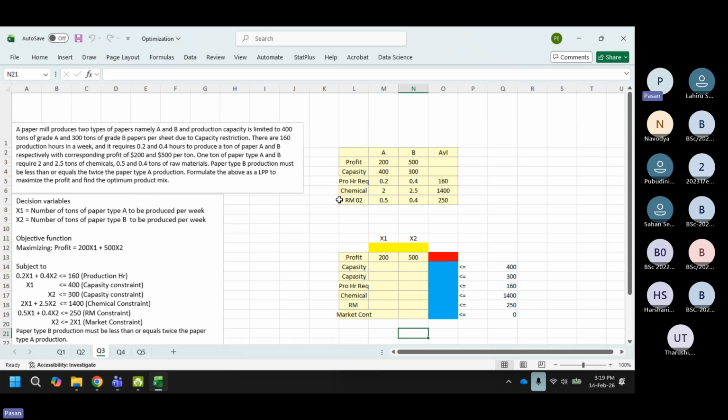And we have some additional restriction here. The paper type B production must be less than or equal to two times the type A production. So there is some additional restriction like that as well, right? So formulate it as a linear problem, right? And to maximize the profit, and then find the optimum production mix.